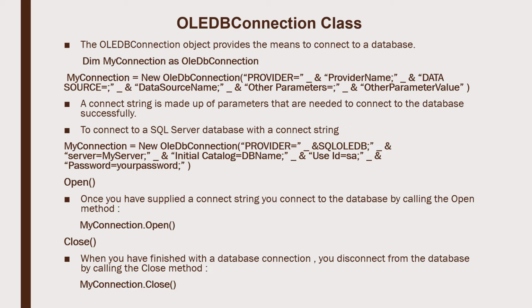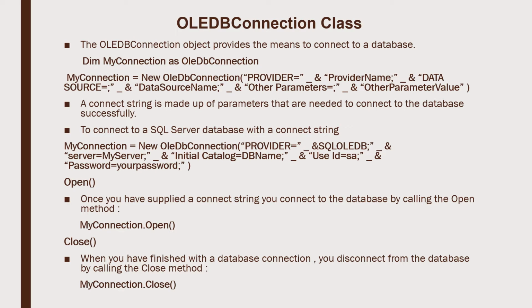OLEDB connection class. The OLEDB connection object provides the means to connect to a database. So we will declare an object of this class like this: Dim myConnection as OLEDBConnection. Now we will instantiate the object and supply the object with the connect string like this: myConnection = New OLEDBConnection. Then we will give the provider name, data source name and the other parameters.